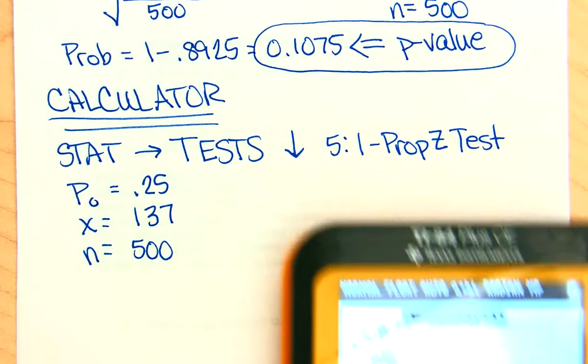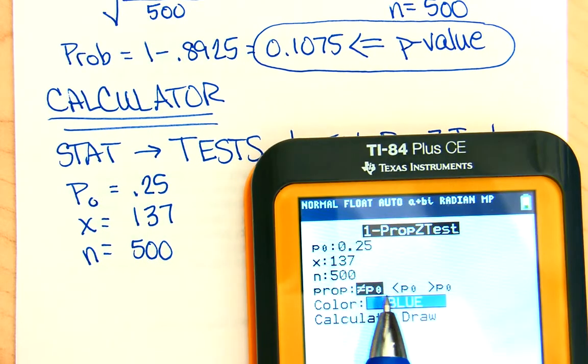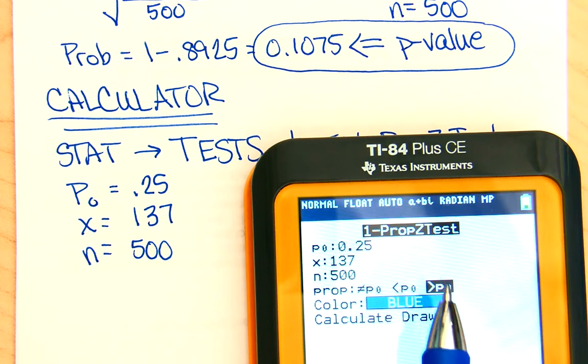And then it's going to ask you about your inequality. This is what would you have put for your alternative hypothesis. Here, they wanted to know, is it more than 25% subscribed? So we want a greater than. So you go over to that, hit enter, and it will move it over to that. Yes? 137. Yep.